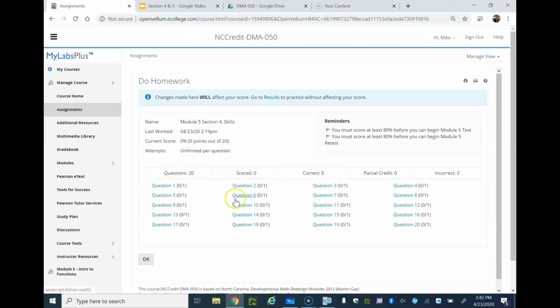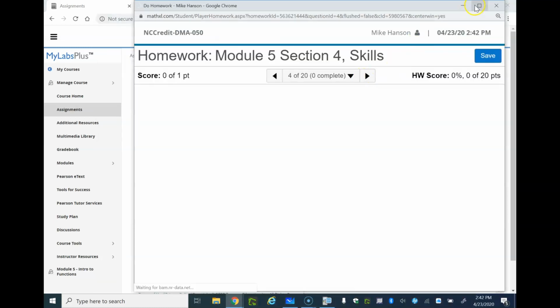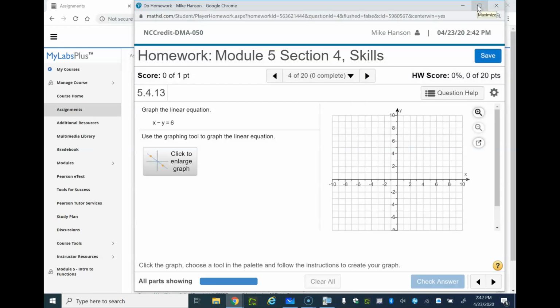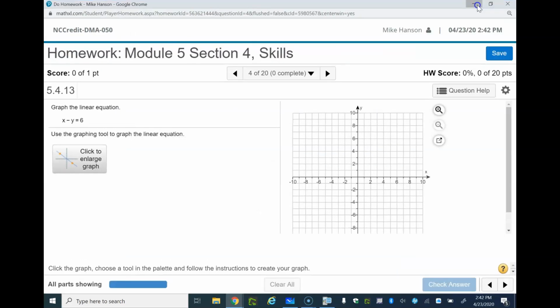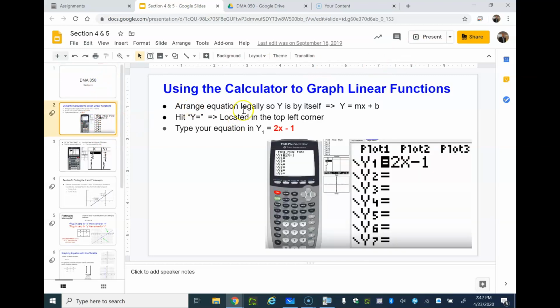First problem I'm going to start with is going to be number 4. Before we get started with number 4, I want to go to my slides and just again do a slight recap of what we just discussed. So again, for the calculator, what I just showed you, for using a calculator, you always need to get y by itself using the mx plus b, what we just discussed.